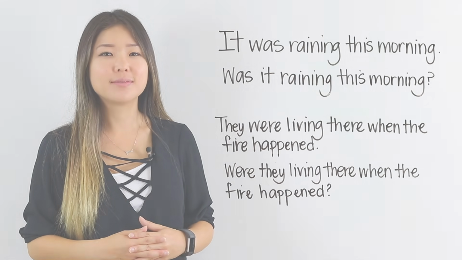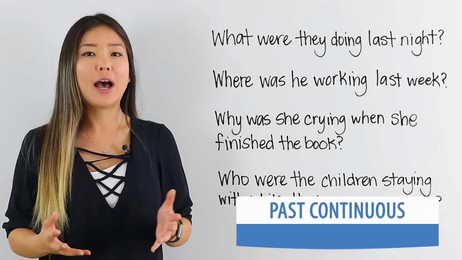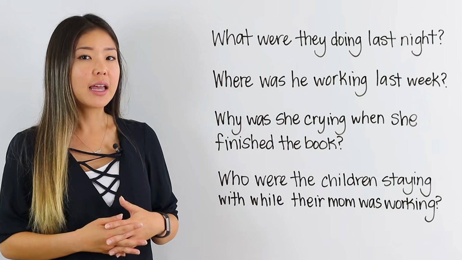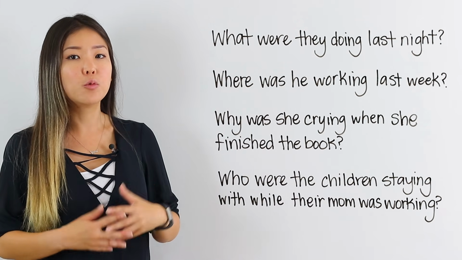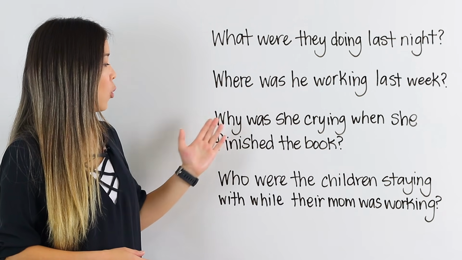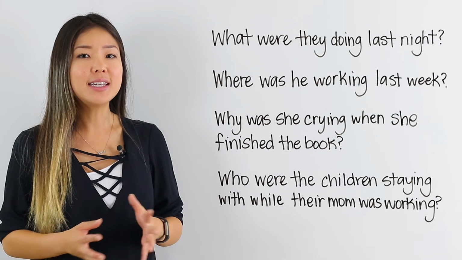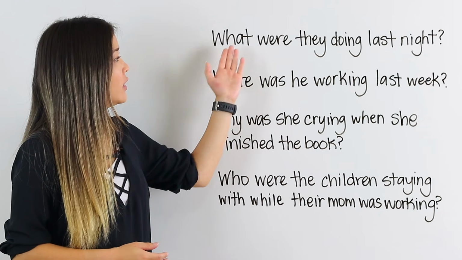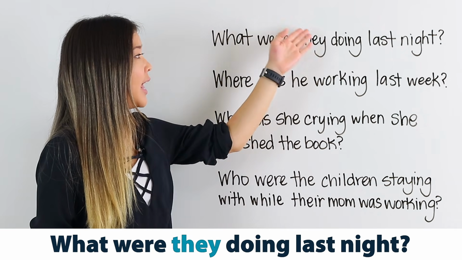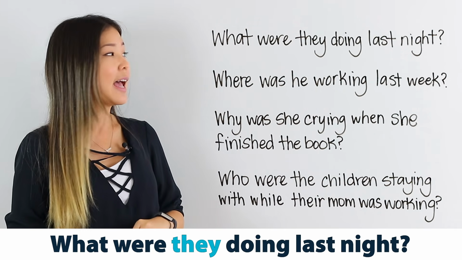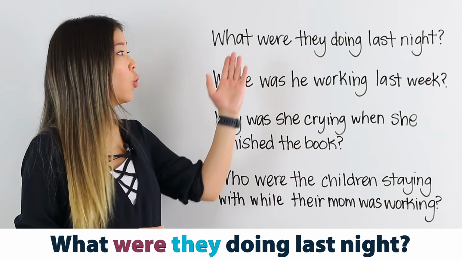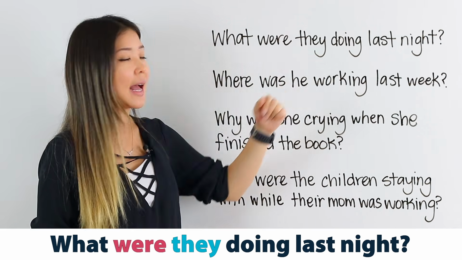Let's continue on. Now, I'll go into how to make WH questions for the past continuous tense. You'll notice that the examples here all begin with some WH words. For example, what, where, why, and who. Let's take a look at the first question. What were they doing last night? The subject of this sentence is they. So what you do is, after the WH word, you put the proper be verb. In this case, were. What were they doing last night?